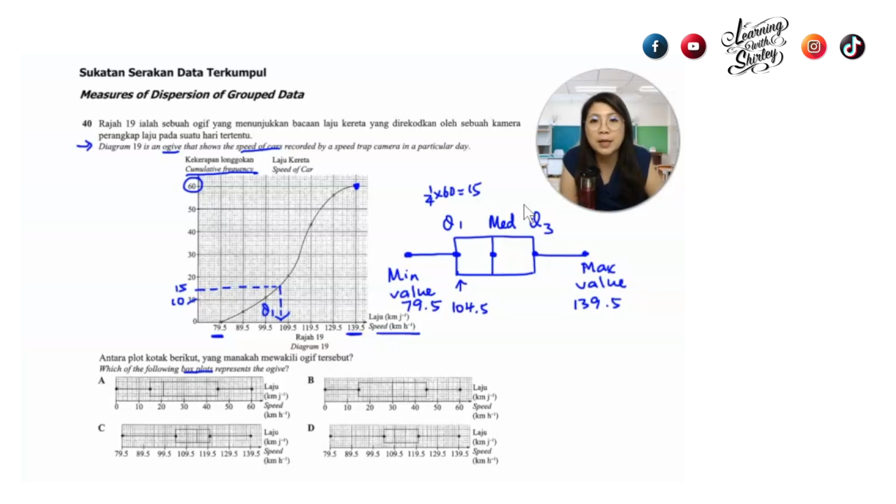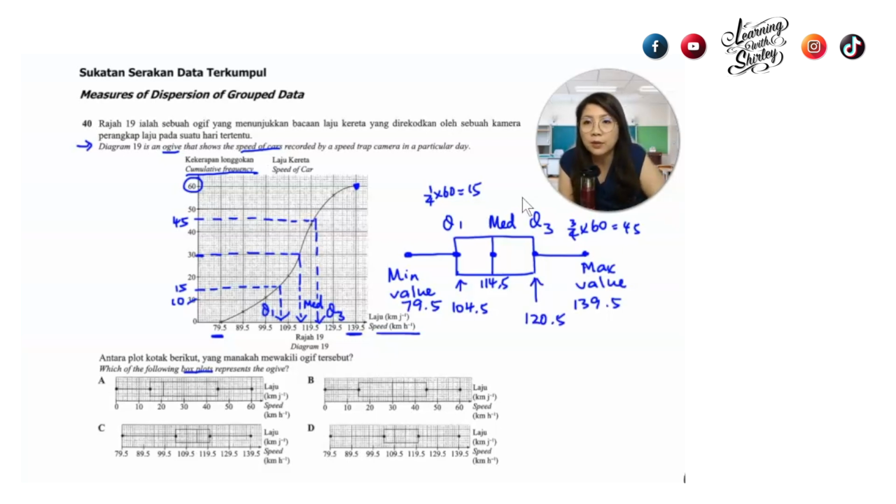Our value of Q1 is 104.5. Then our median will be half of 60, which is 30. So 30 is here. We draw a dotted line until it touches the ogive, then we move down. This is our median, 114.5. Then for Q3, we're going to use 3/4 of 60, which is 45. So 45 is over here. We draw a dotted line until we reach the ogive, then we go down. This is our Q3, 120.5.